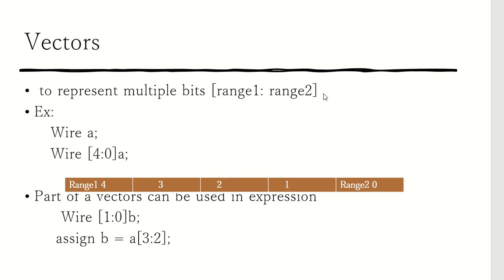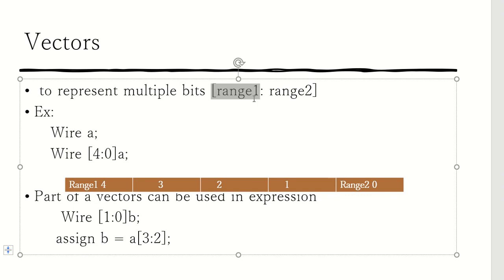An example here is wire [4:0] a. The left side number represents the MSB of the bit width, and the right side number denotes the LSB of the bit width. So here, range 1 down to range 2: range 1 represents MSB and range 2 represents LSB.